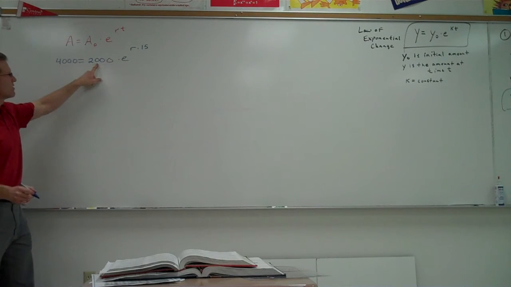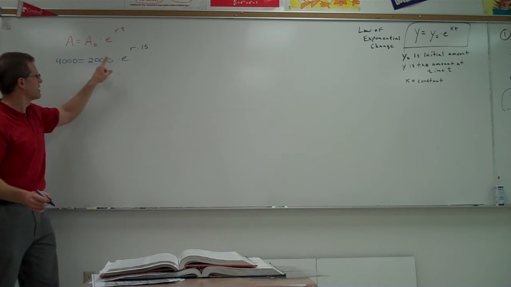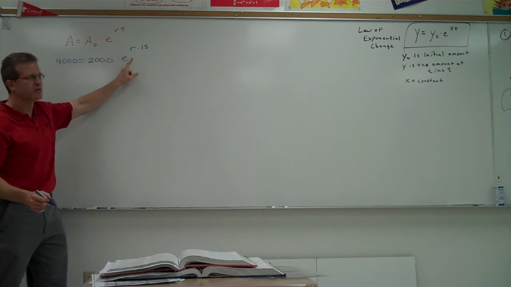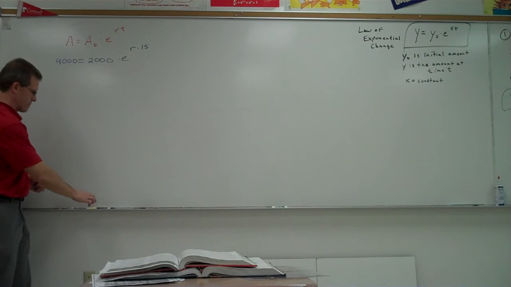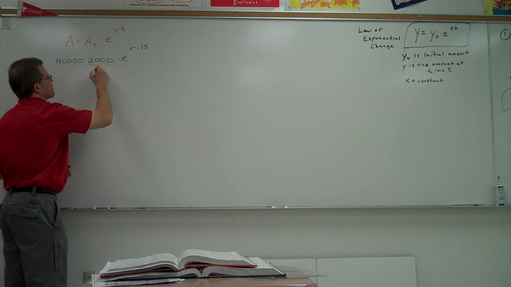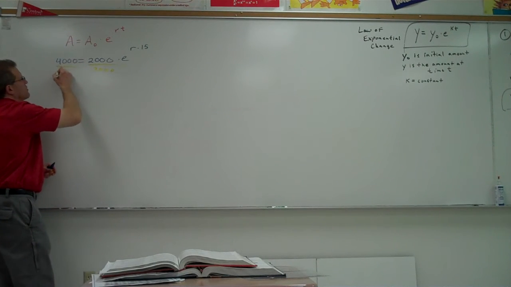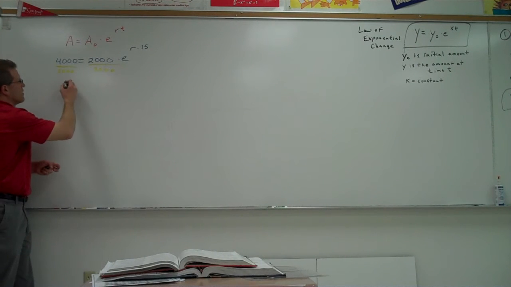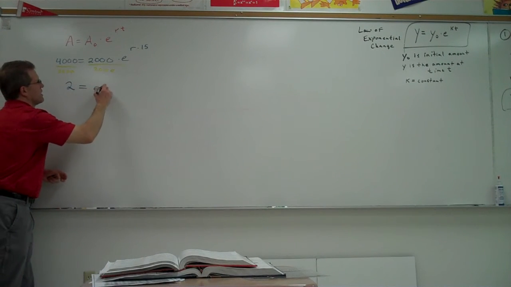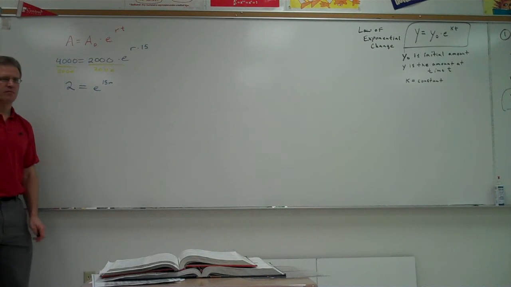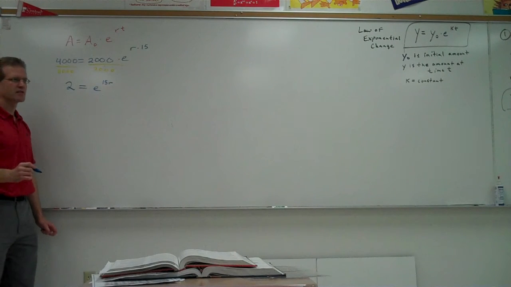So we start with 2,000. After 15 years, we're going to have $4,000. What we want to do is find our interest rate, R. So what would I do first? Divide by 2,000. Good. Divide by 2,000 on both sides. 4,000 divided by 2,000 is 2. So you get 2 equals e to the r times 15. Let's just call it 15r.